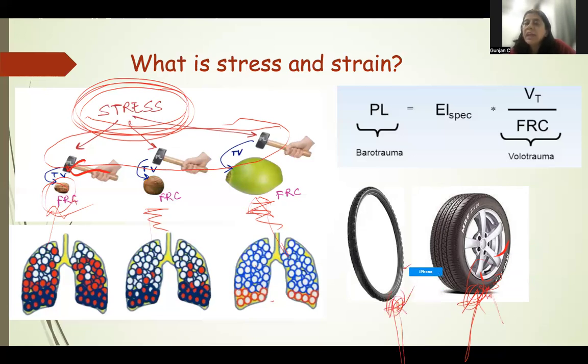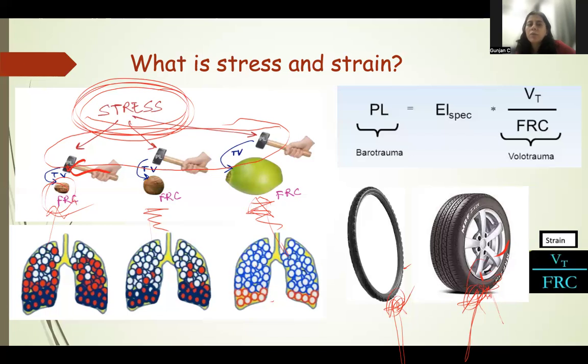So this is a strain. The change of shape that happens when I deliver the stress to the lungs is what is called the strain. So the strain is actually what is the FRC. The FRC of this truck tire, MRF tire, is much more as compared to the smaller tire. So the volume that I deliver, which causes the change in the shape, is called the strain.